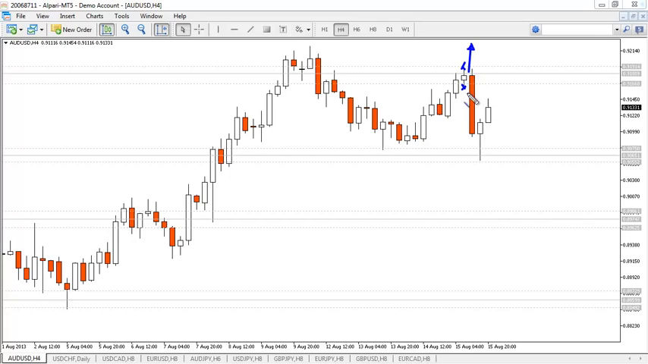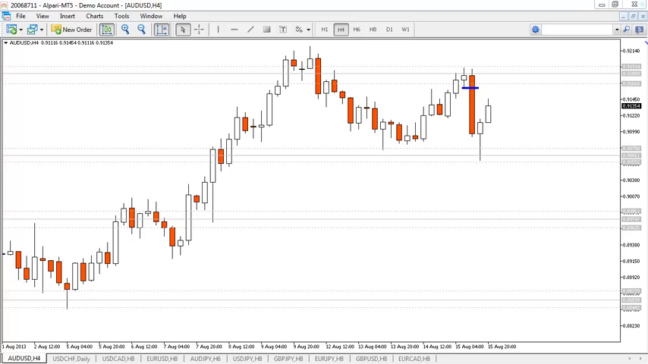So we need a way to confirm that sellers have taken control of the market, so we can jump in short and make some profit as price drops down to this area. The way I look for confirmation with most of my trades is I look for price to break the low of the indecision candle. So this is the indecision candle here, and that would be this point here.